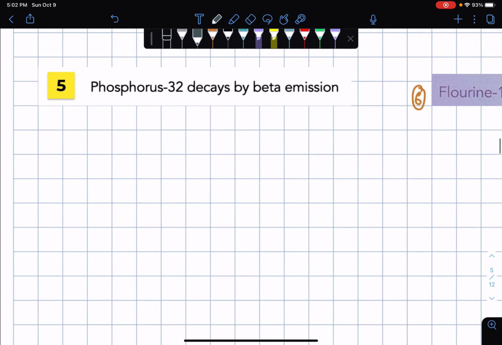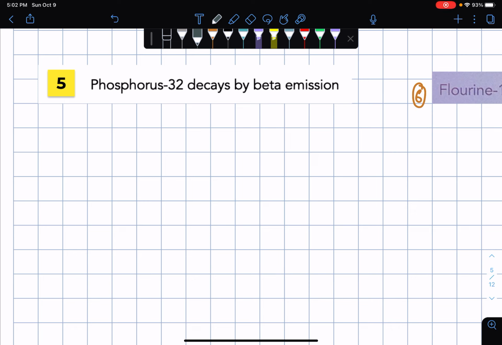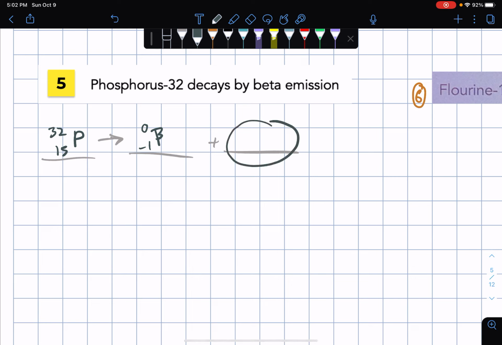Right. For number 5, phosphorus-32 decays by beta emission. So let's write here phosphorus. Atomic number is 15. Atomic mass is 32. Decay, so the template would look like this, such that the beta decay or emission particle would be located here, and the result, or the missing value, would be this. I think this is sulfur, by the abbreviation S. This is sulfur.